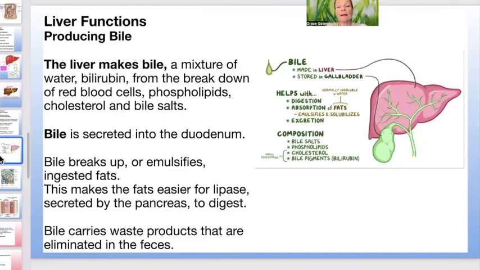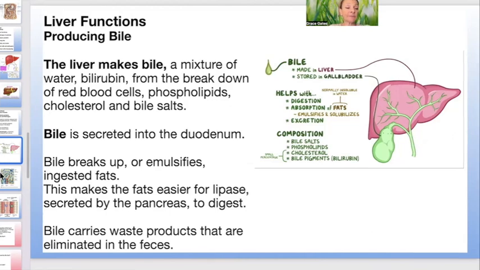The liver makes bile, and bile is a mixture of water, bilirubin from the breakdown of red blood cells and hemoglobin, phospholipids, cholesterol, and bile salts. Bile is secreted into the duodenum, and bile breaks up or emulsifies ingested fats. Okay, so you'll often hear the word emulsifies. It means breaks up. Bile makes the fats easier for lipase, which is secreted by the pancreas, to digest. Bile carries waste products that are eliminated in the feces.